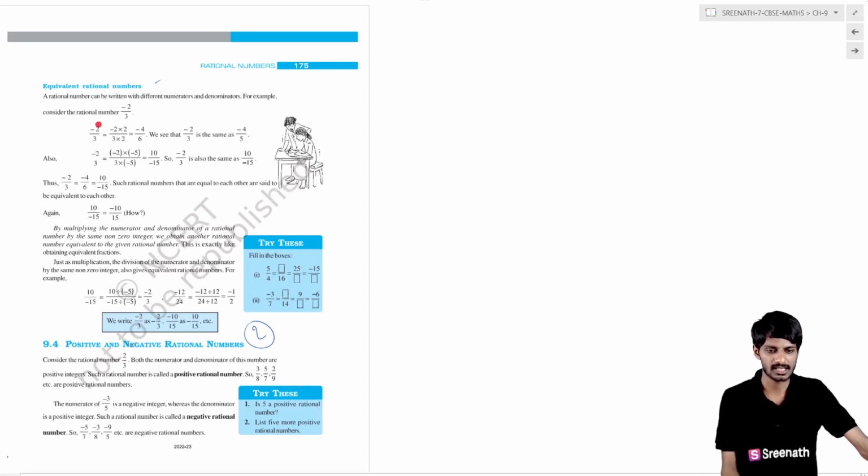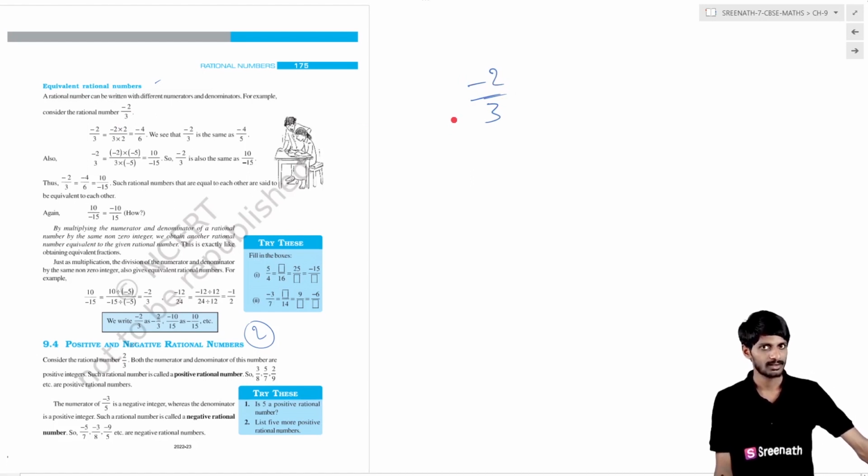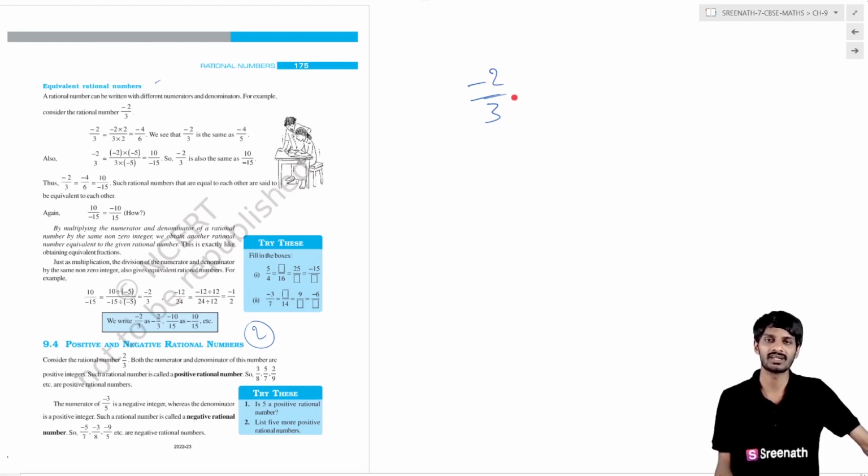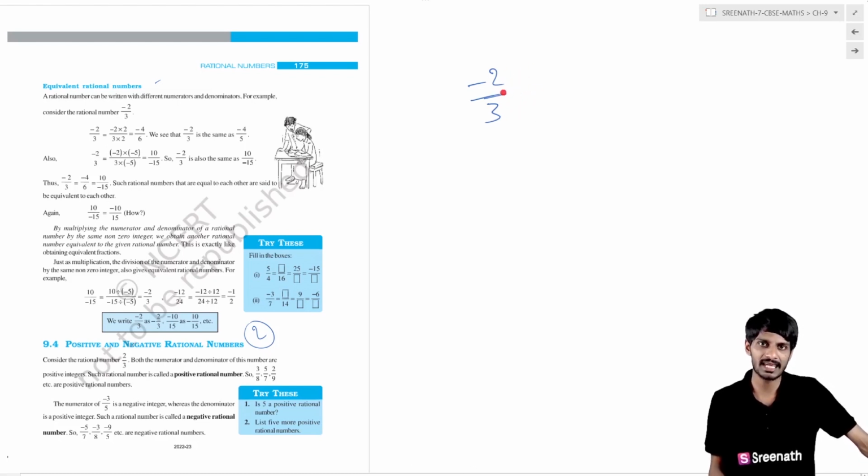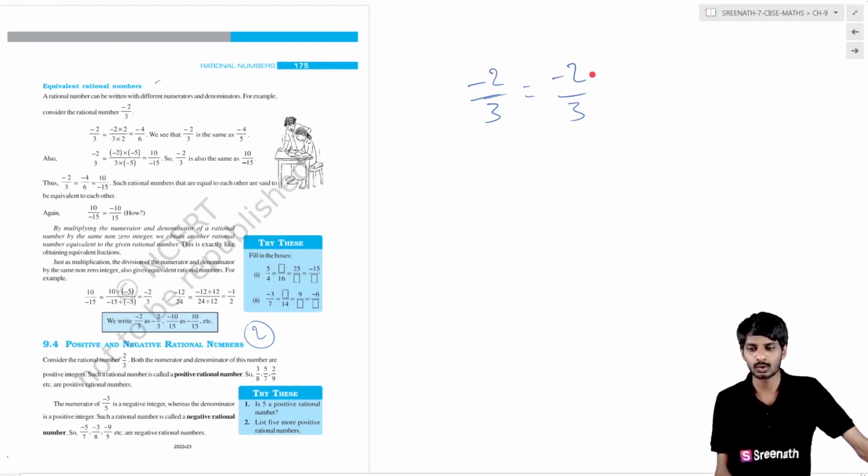Okay, let us take some examples. A rational number can be written with different numerators and denominators. For example, consider the rational number -2 by 3. Basically, one rational number can be expressed in different forms with different numerators and different denominators. When we multiply the numerator and denominator by the same non-zero integer, we get a different numerator and denominator for the same rational number. Suppose -2 by 3: now we are multiplying the numerator and denominator by 2.